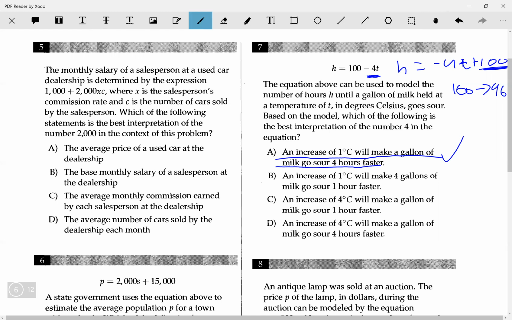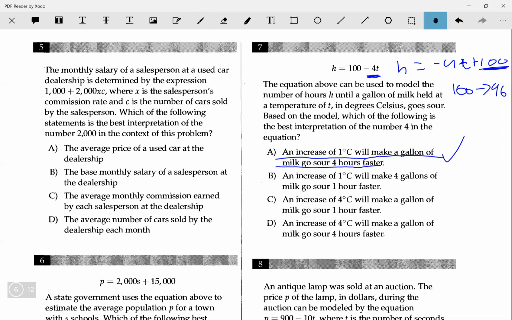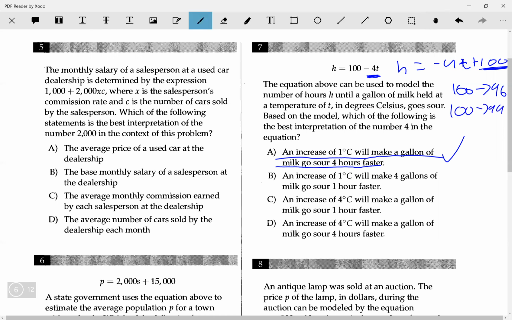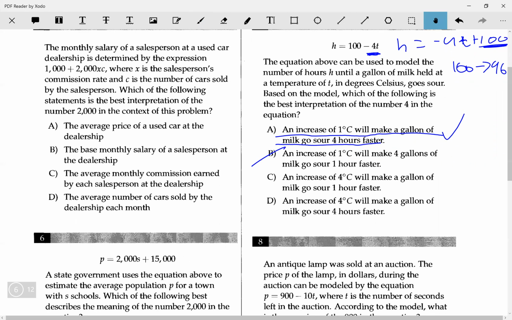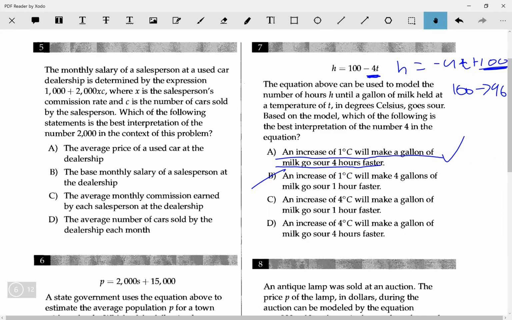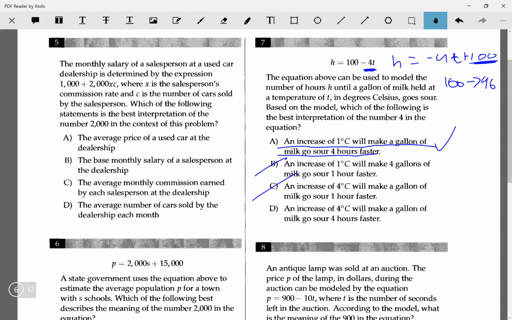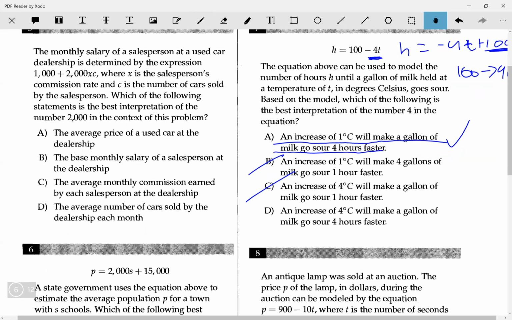But if I go over the other ones: an increase of 1 degree Celsius would make 4 gallons of milk go sour 1 hour faster. In that case, after 4 hours it would have to go from 100 to 99. However, we see after 4 hours it goes down by 16 hours. It goes 16 hours faster. So we know B is wrong. Then C: an increase of 4 degrees Celsius will make a gallon of milk go sour 1 hour faster. If we increase by 4 degrees, remember it's not 1 hour, it's going to be 16 hours. Okay, and then D, an increase of 4 degrees Celsius.